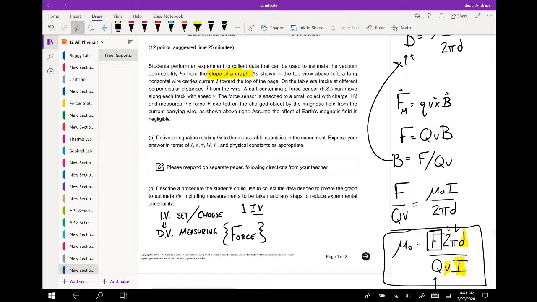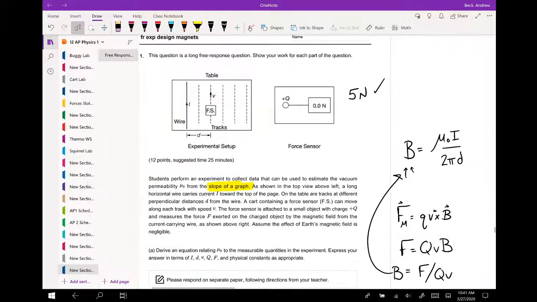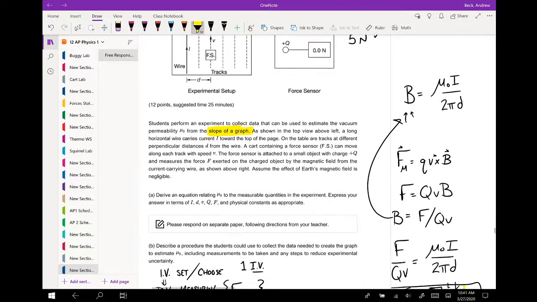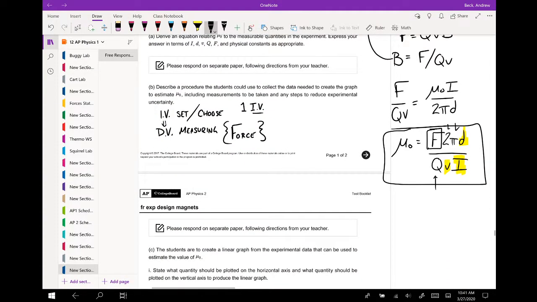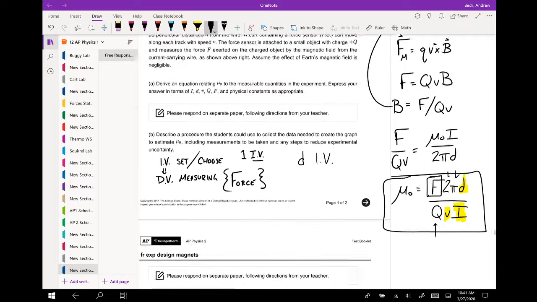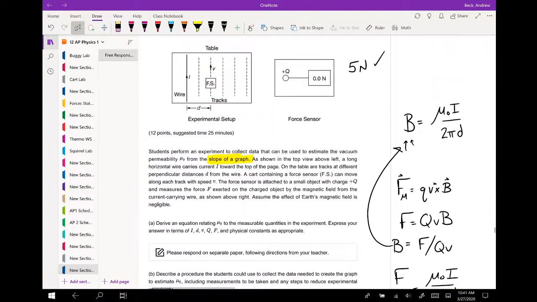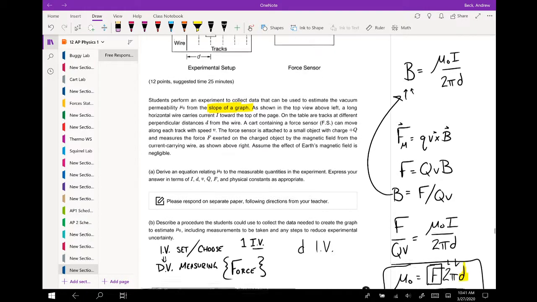What pops into my head right away, based on the drawing, is that it looks like there are these nice segmented lines over here so that we can change D. So I'm going to set up an experiment where I have D, the distance, as my independent variable. But you could really do it any way. You could have V be your independent variable. It would just be a little bit harder to keep that constant and measure it.